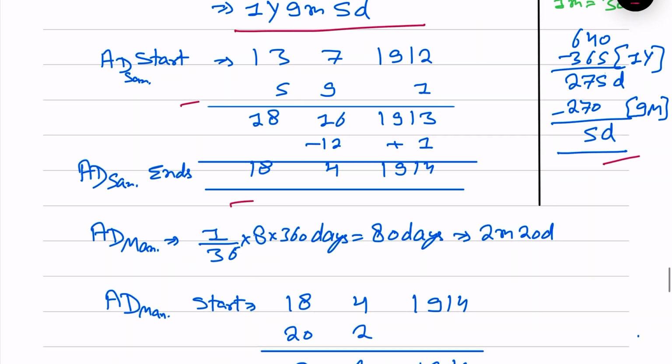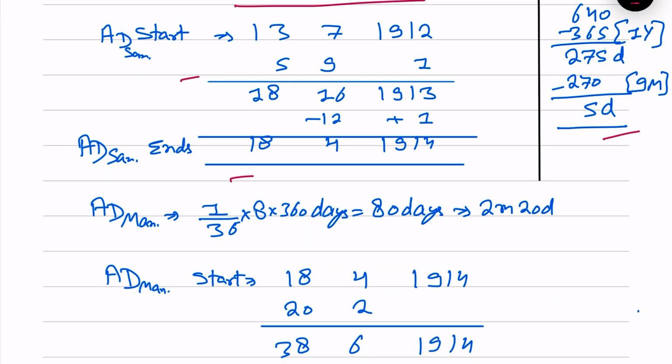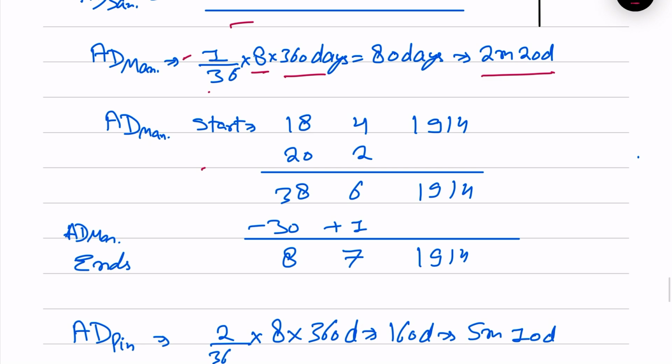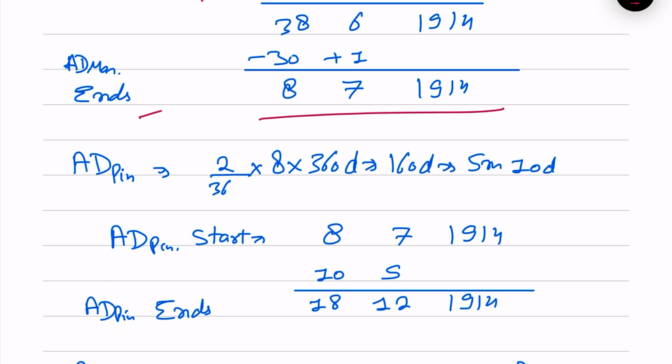The end of Sankata. Now the Antardasha of Mangla. We know that Mangla is of 1 year, so 1 by 36, then the Mahadasha running, which is 8, then 360. Similarly, we calculated it and it is 2 months 20 days. So we added, and the Antardasha of Mangla ended on this date. Similarly, for Pingla, 2 is the Mahadasha duration of Pingla, divided by 36 into the Mahadasha which is running, which is Sankata of 8 years. So we calculated it. So Pingla ended on this.